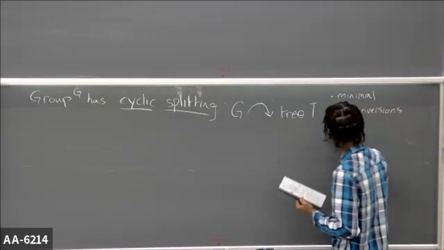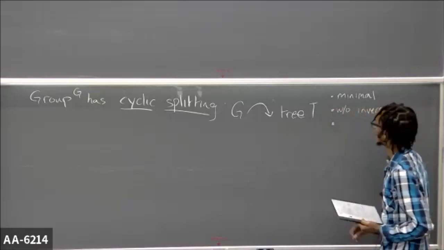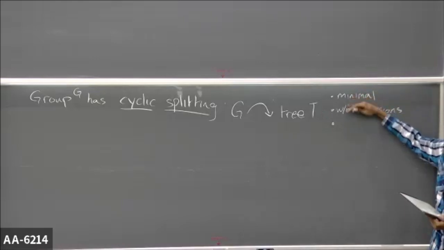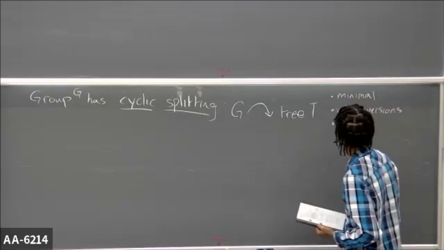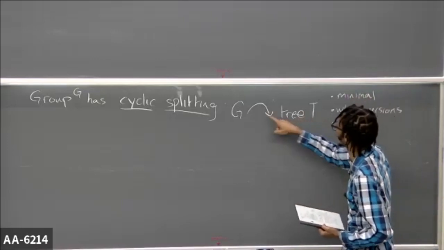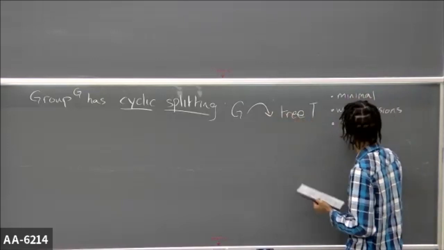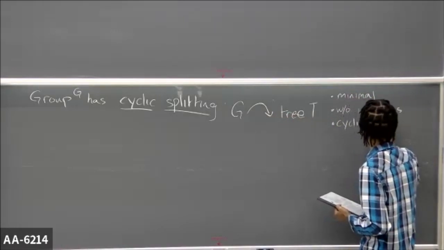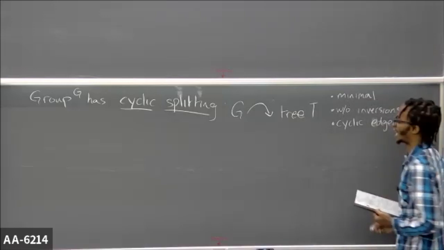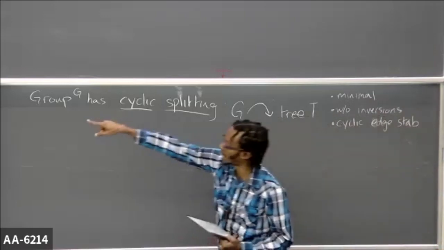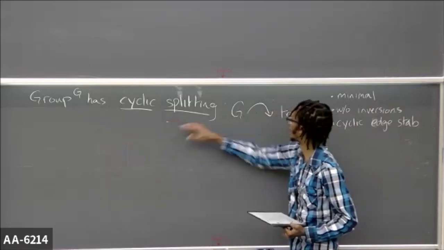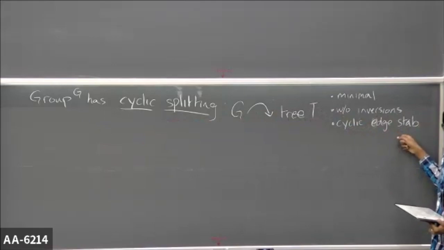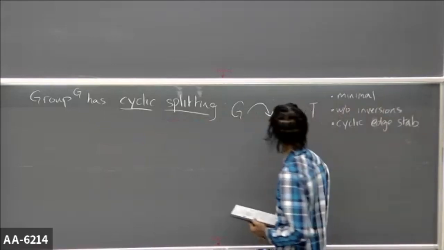And then this is just a splitting. If you only have 1 and 2, that's basically what a splitting is. And a cyclic splitting then means you're putting a restriction on edge stabilizers. So you have cyclic edge stabilizers. And I've already discussed free splittings. Free splittings are when you have an action like this, but your edge stabilizers are trivial.